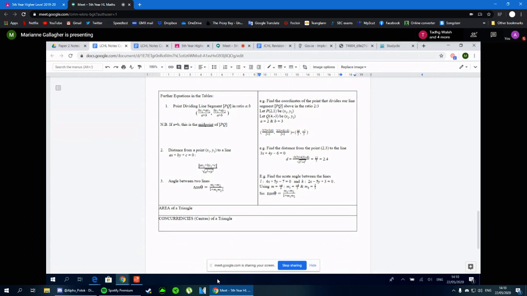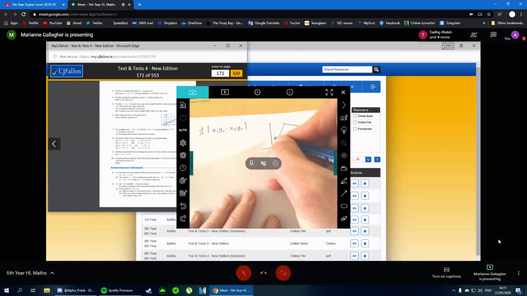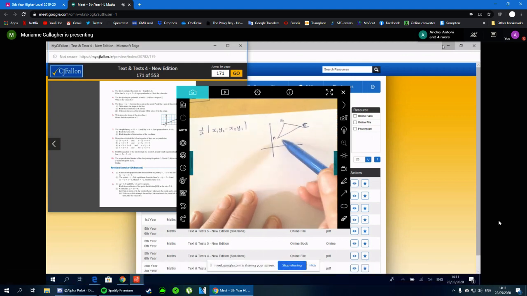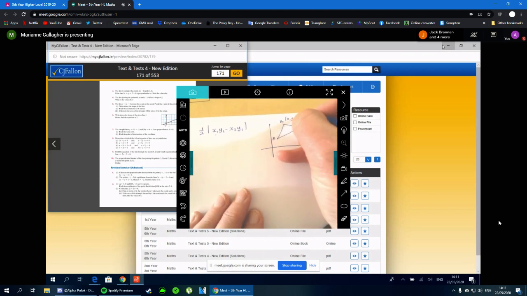Now, a couple of other things that come up is the area of a triangle, which is half x1, y2 minus x2, y1. I haven't filled them in on the notes yet. But basically, if you have any triangle and you want to get its area, we call the vertices A, B, and C. This here could be x1, y1. This could be x2, y2. And this could be x3, y3, because there's 3 points for any triangle.